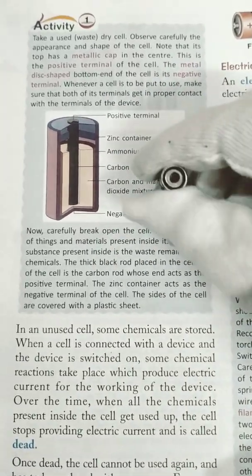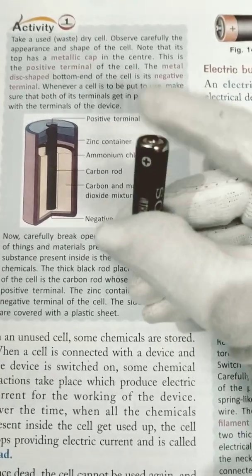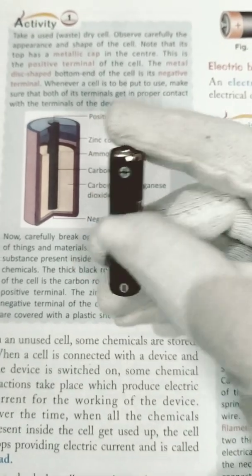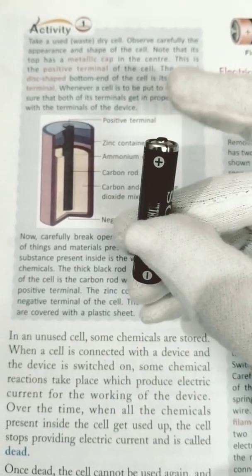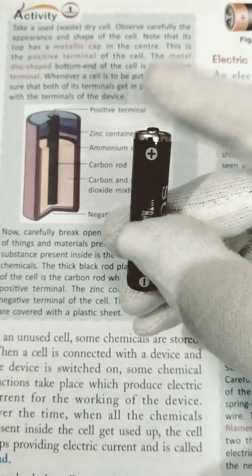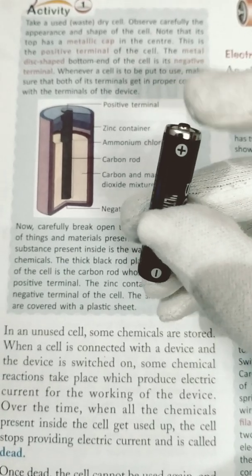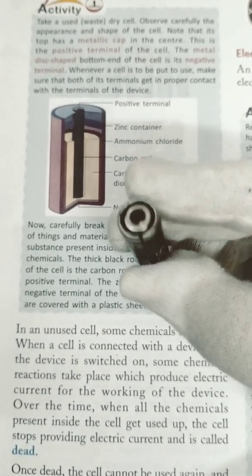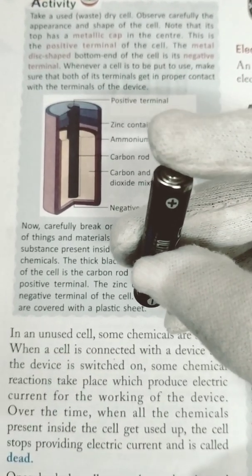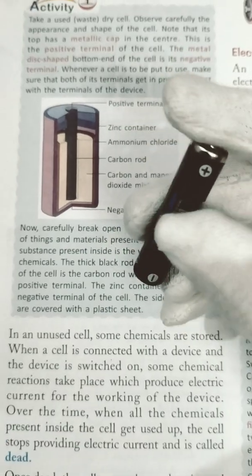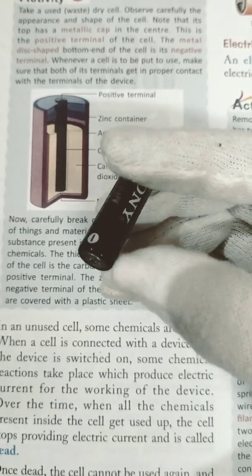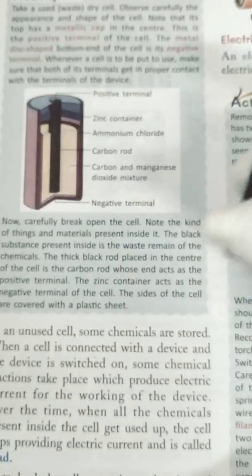You are already very familiar with this, because you use this cell in your toys, in your TV remote, etc. So let's start. This dry cell has two terminals. The upper terminal, which has this metallic cap, is known as the positive terminal of the cell, and at the bottom, this disc-like structure is known as the negative terminal of the cell.